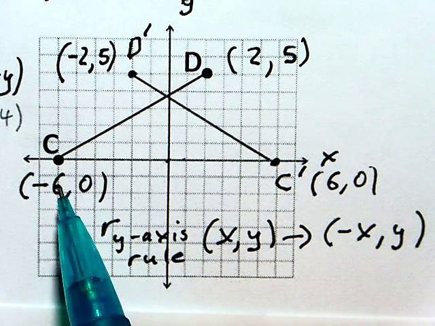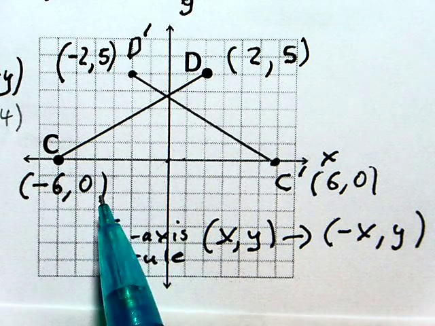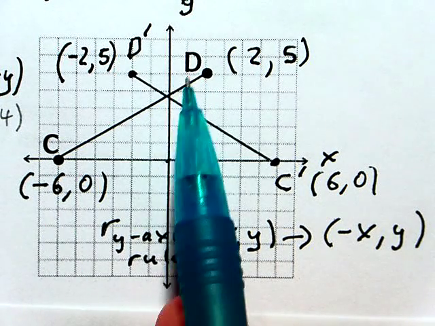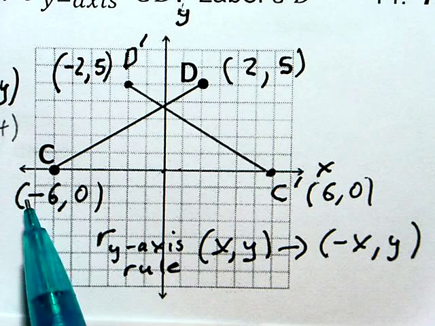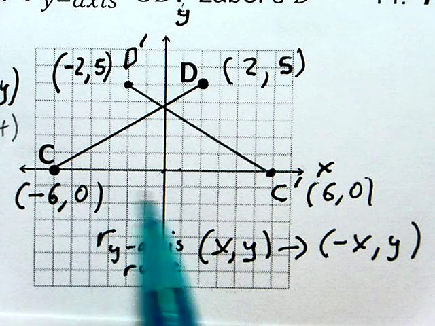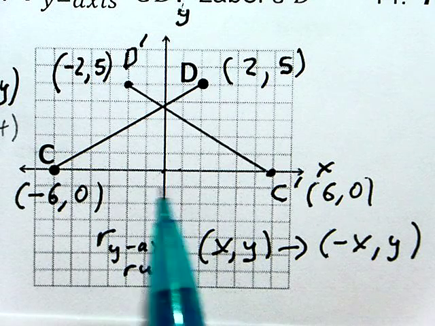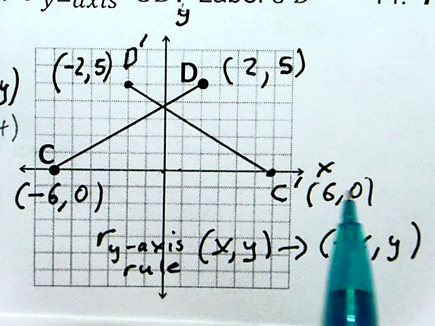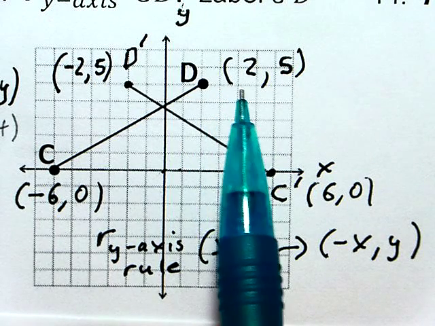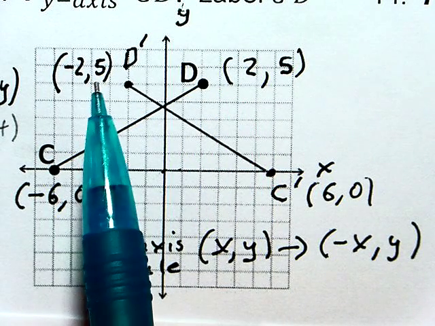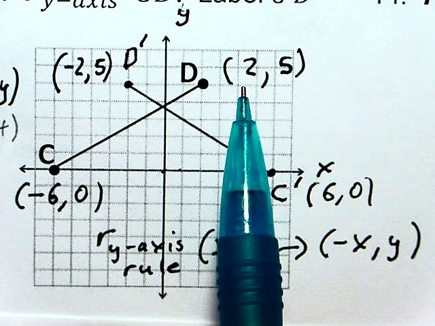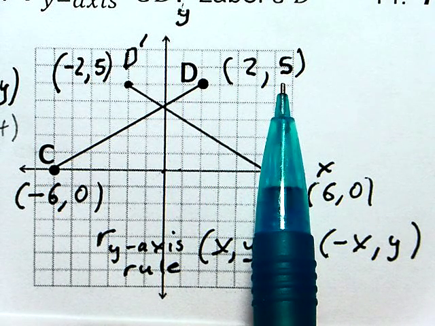And so we had C, which was (-6, 0), becoming (6, 0). So in this case, when we reflect over the y-axis, it's the x-coordinate that changes sign, and the y-coordinate, well, we can't tell because this is 0, but we'll see the y-coordinate does not change sign. So 0 stays as 0, -6 becomes +6, and from D to D prime, we went from (2, 5) to (-2, 5). So again, it was the x-coordinate that changed sign. The y-coordinate did not. The y-coordinate remained the same.